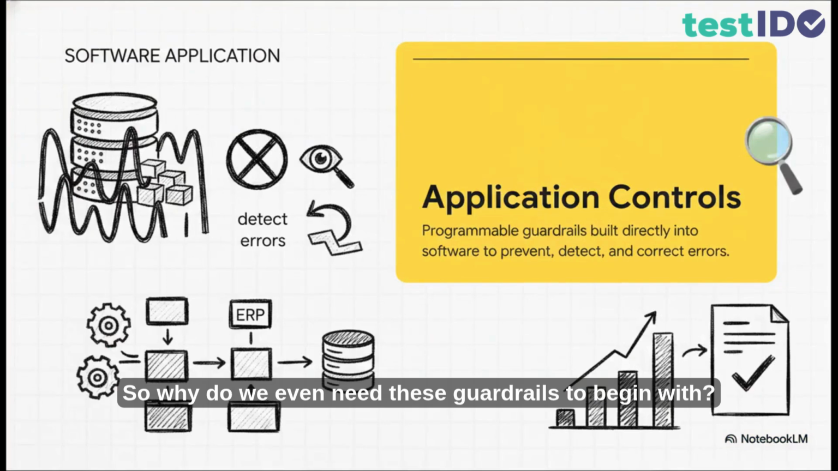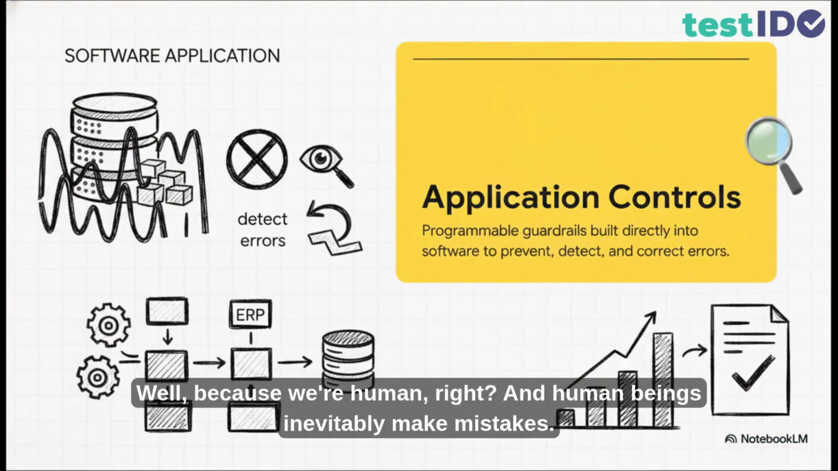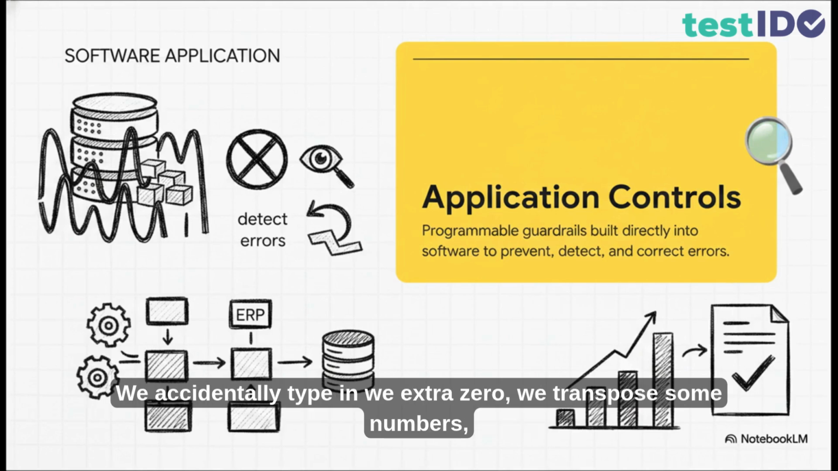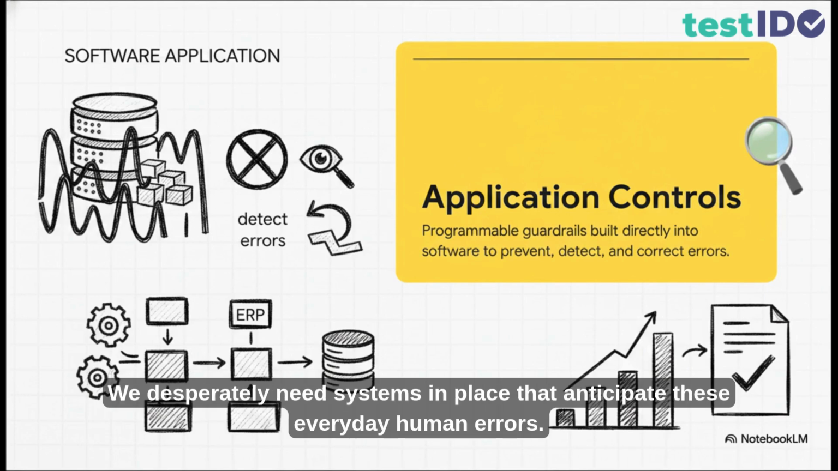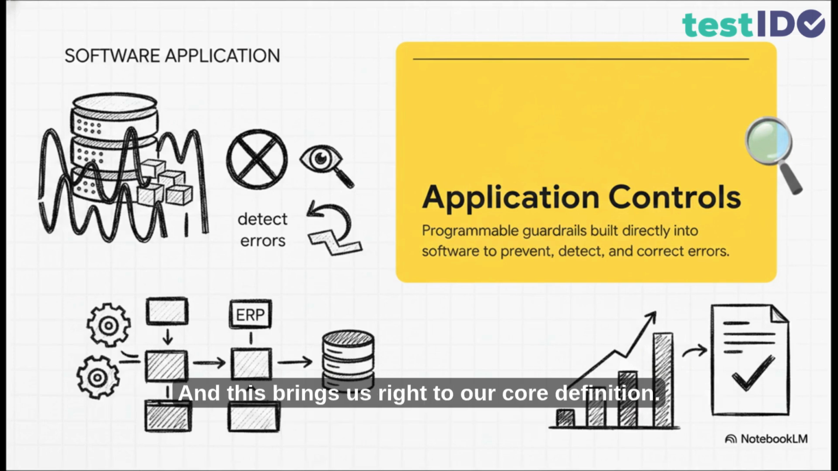So why do we even need these guardrails to begin with? Well, because we're human, right? And human beings inevitably make mistakes. We accidentally type an extra zero, we transpose some numbers, or maybe we just process the exact same invoice twice. We desperately need systems in place that anticipate these everyday human errors. And this brings us right to our core definition.